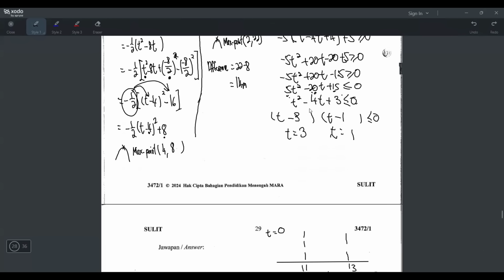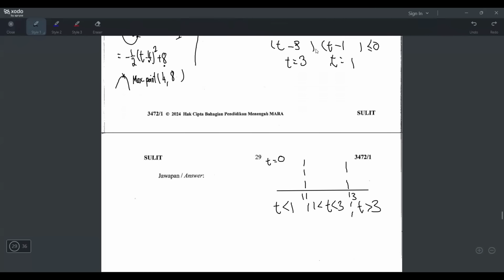Okay, but I think I will sub into this one, the t minus 3, t minus 1. So it becomes 0 minus 3, 0 minus 1. So what I get, -3 times -1 is +3, and it's positive. So you just write positive.